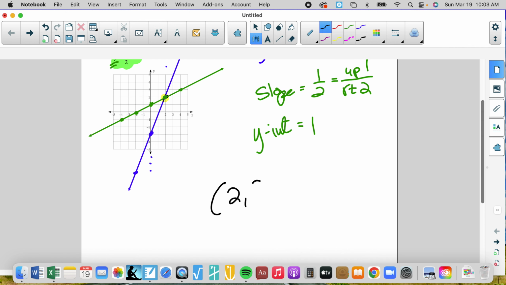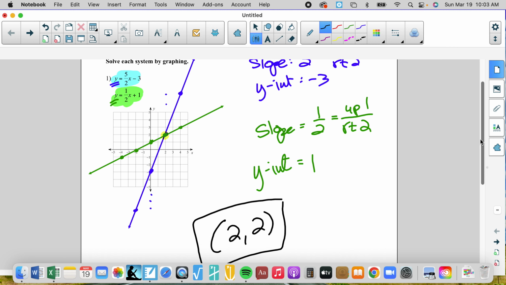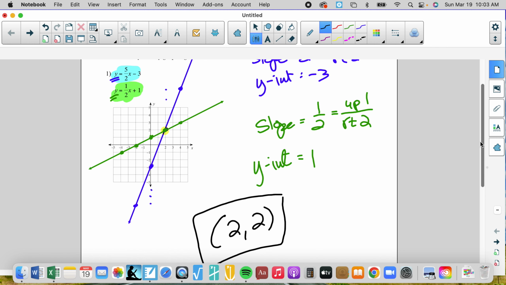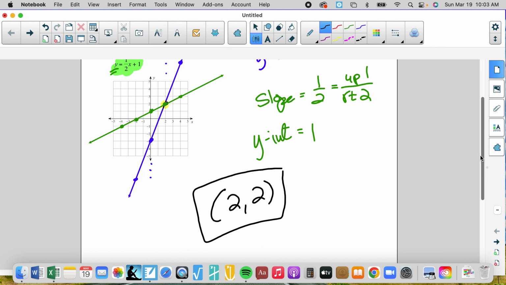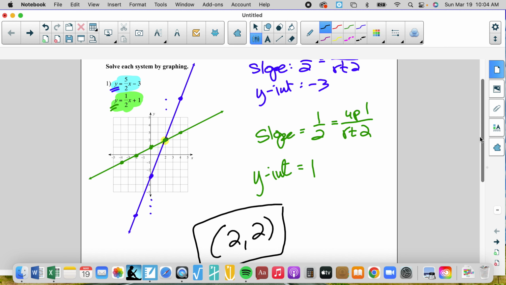So I'm going to write (2, 2), and I'm going to write it in parentheses because parentheses show a coordinate, because we need an x and a y value. It's a solution to the equations. And since there's 2 variables, we need 2 solutions, an x solution and a y solution. And we can plug those back into those equations to see if it worked.